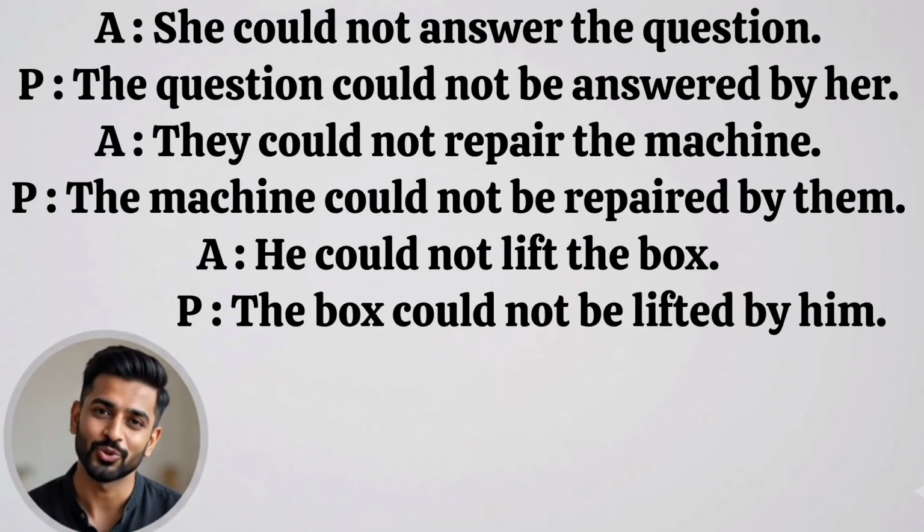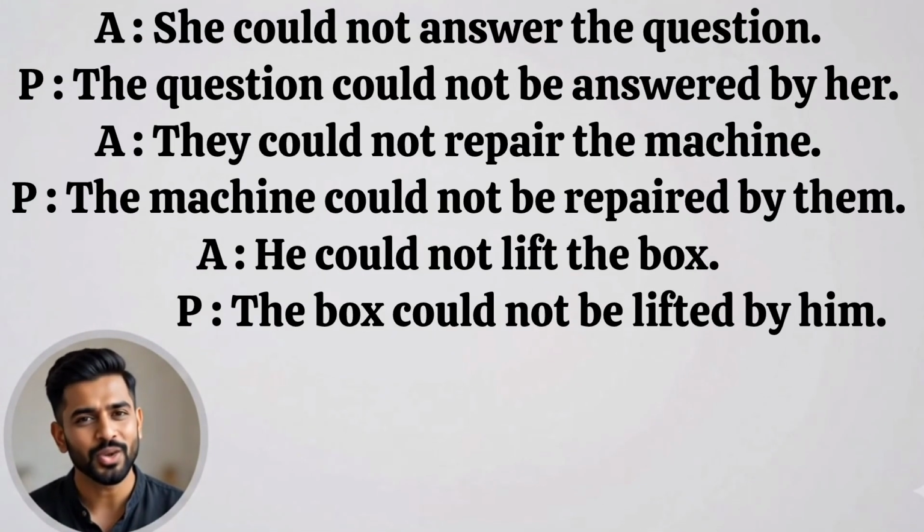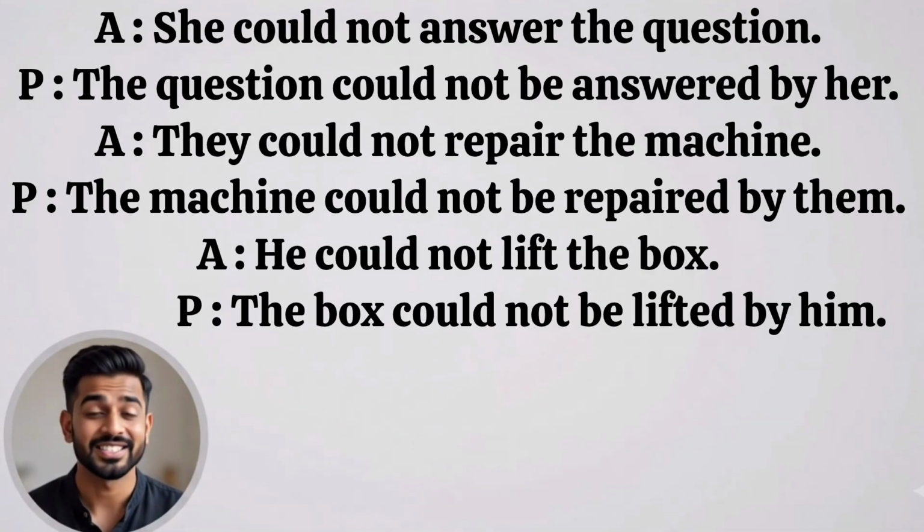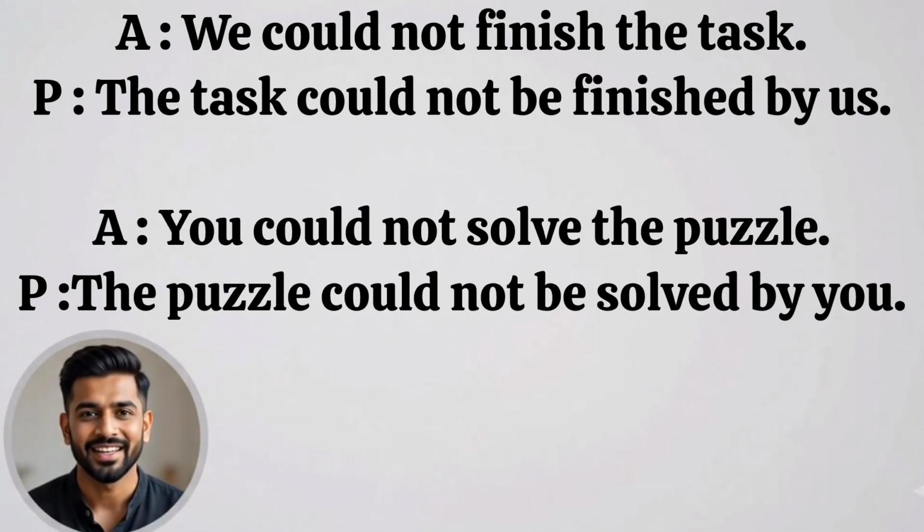16. She could not answer the question. Passive, the question could not be answered by her. 17. They could not repair the machine. Passive, the machine could not be repaired by them. 18. He could not lift the box. Passive, the box could not be lifted by him. 19. We could not finish the task. Passive, the task could not be finished by us. 20. You could not solve the puzzle. Passive, the puzzle could not be solved by you.